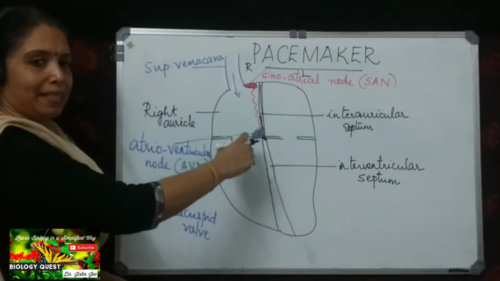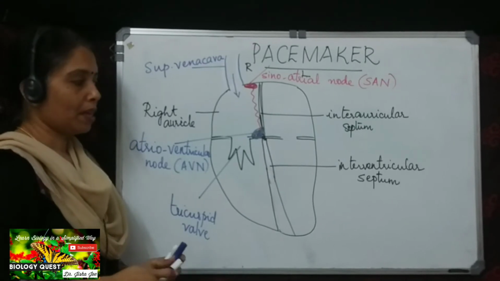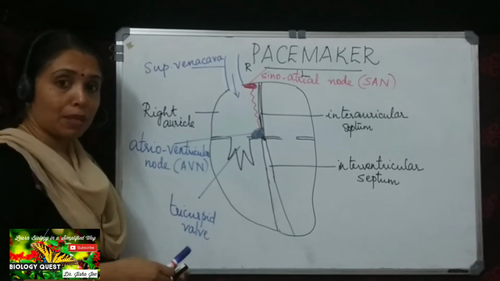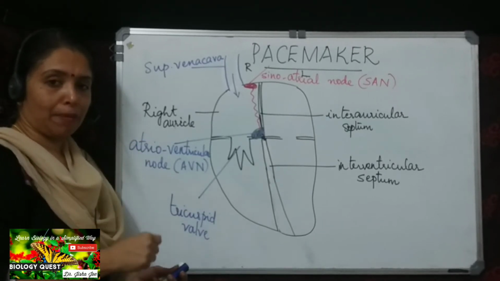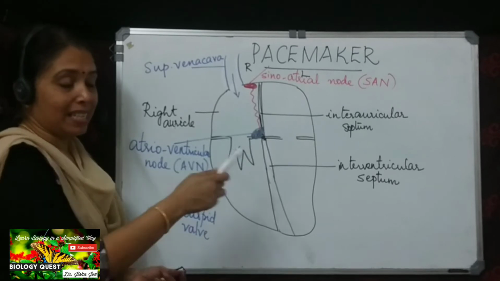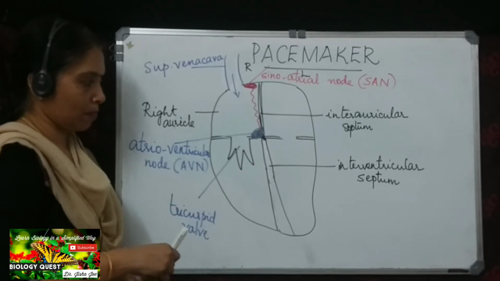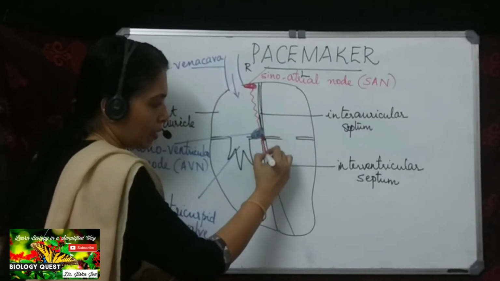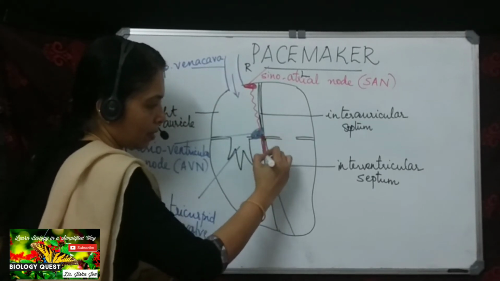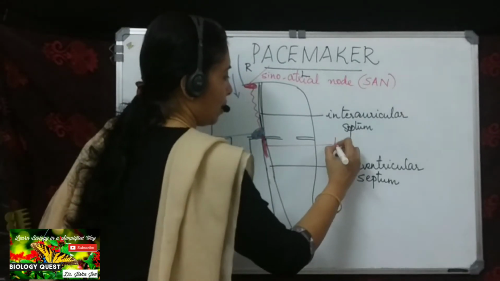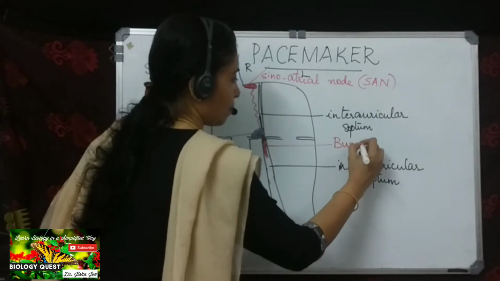So now the impulse has reached the AVN. From the AVN, the impulse is transmitted to a bundle of fibers which enter into the interventricular septum. That is the bundle of fibers that I am drawing here. This bundle of fibers is called the bundle of His.